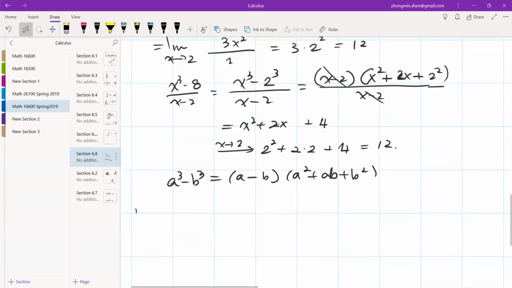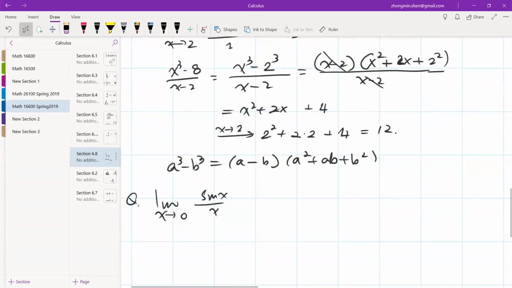How about the limit as x approaches 0 of sine x over x? We know that this is going to be 1, right? But we proved that in a different way. Now with L'Hopital's rule, it's much easier. So this is a 0 over 0 type, right?